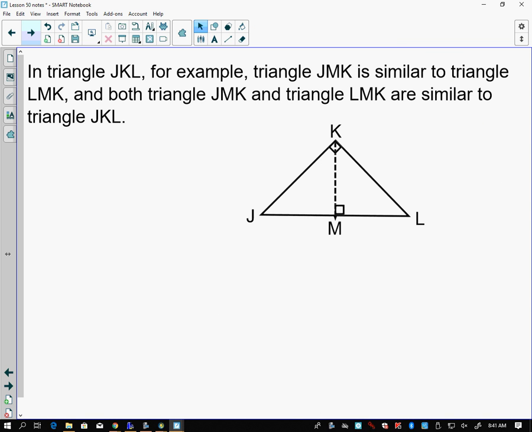Okay, so in a triangle like this, triangle JKL, for example, triangle JMK. Okay, so this triangle right here is similar to triangle LMK. They're similar to each other, meaning that they're proportional. Okay, they're not the same size, but they're proportional, and both are similar to the big triangle there. Okay?